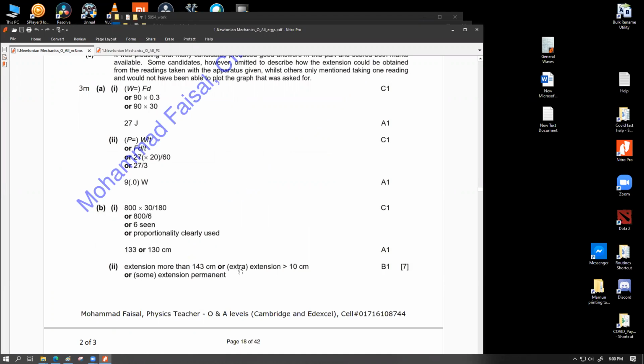Here the word extra is given in brackets because it was an expected word but not mandatory. So if you only write that the extension would be more than 10 centimeter, you'd still score full marks. But if you write extra extension would be more than 10 centimeter, the examiners would be more pleased with you. And then the basic idea of the plastic region. That's basically it. Is that clear?